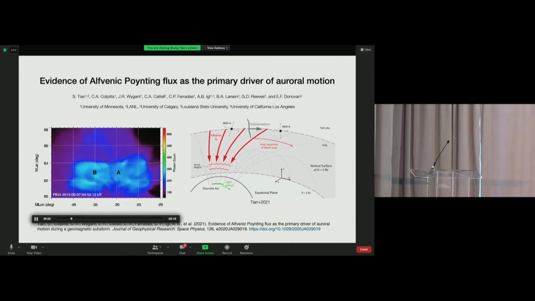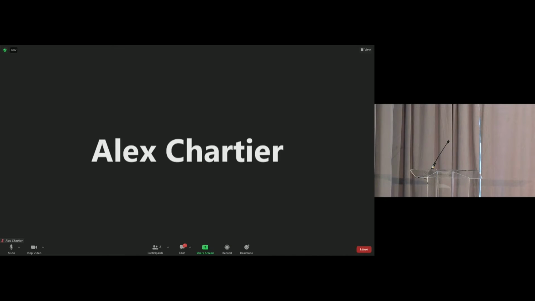Next slide. This is a little bit of introduction about previous works. There are a lot of works done during the so-called Polar years, Polar spacecraft before 2008. So there are both case studies and statistical studies.